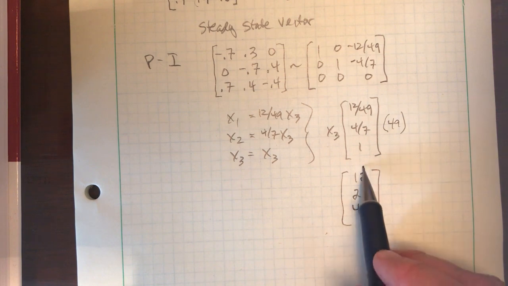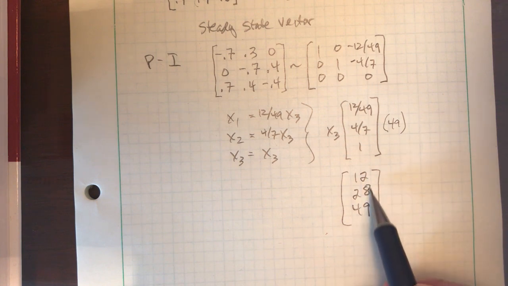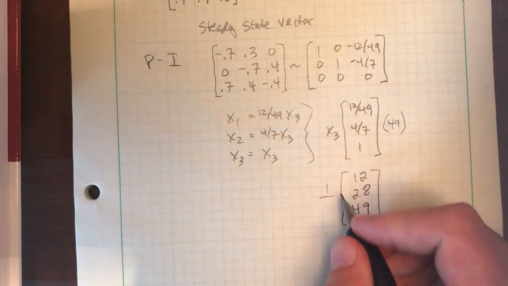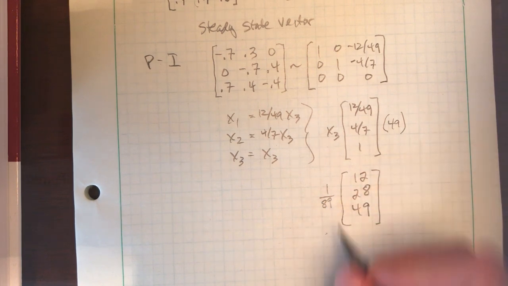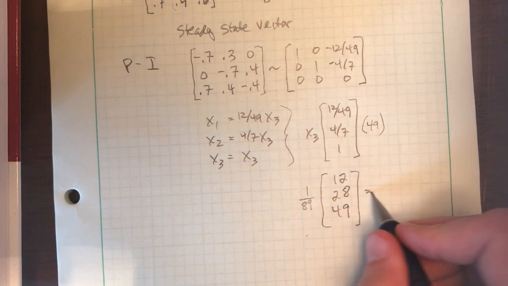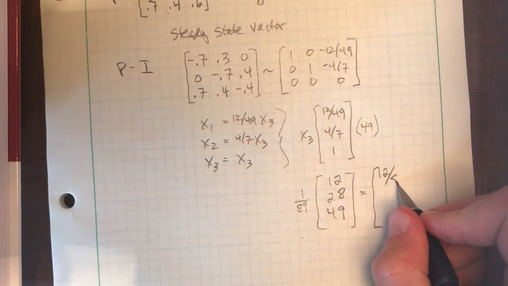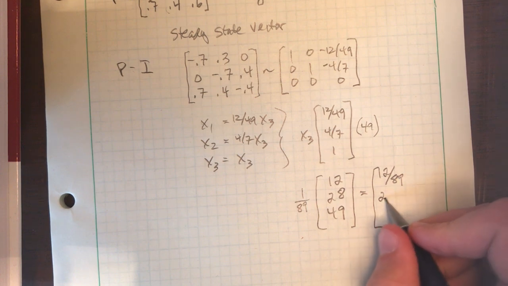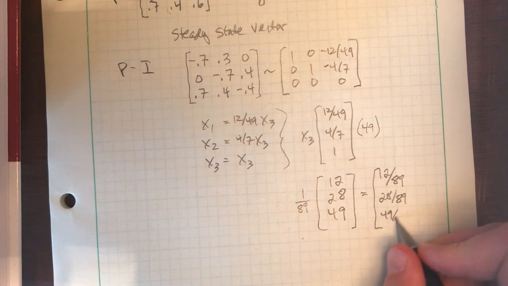But remember, this column vector has to add up to 1. And so let's add these together. What is that? It looks like it adds up to 81. I'm sorry, 89. So my last thing is let's scale by 1/89. So my final steady state vector is 12/89, 28/89, and 49/89.